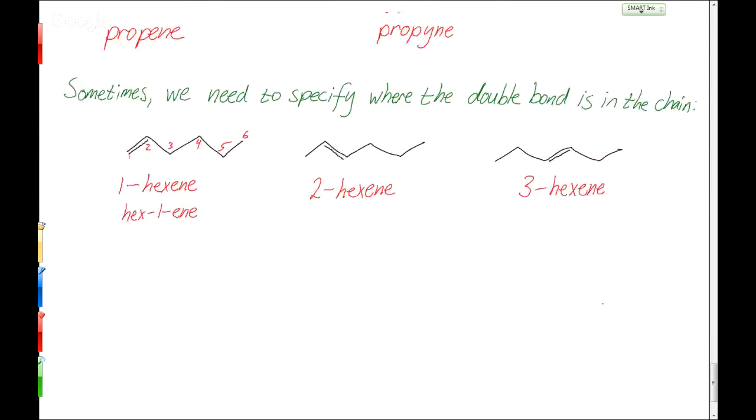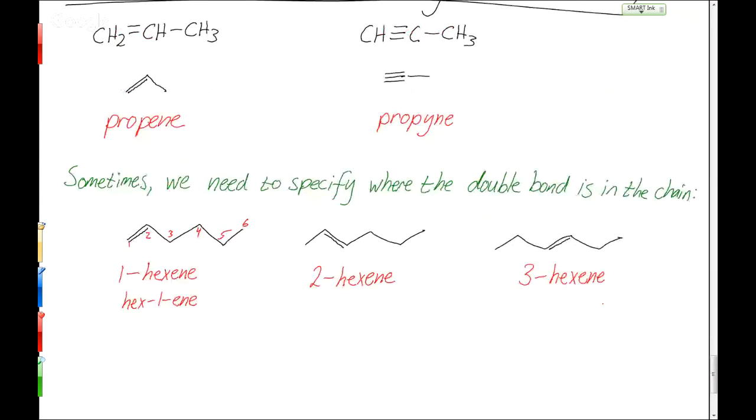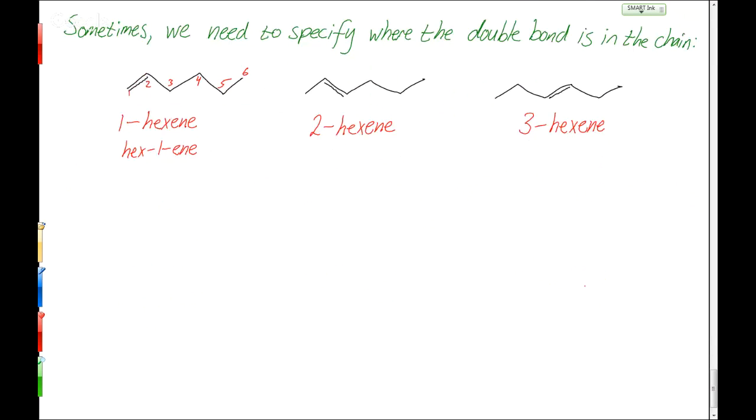With propene, we didn't do that because there's only one possibility. Even if the double bond were on the other side, we would just start counting from right to left instead of left to right, and it would still be 1-propene. So if there's no possibility of difference, then we can leave the number out entirely. But if there is a possibility of different alkenes, we put the number in. And if you're ever not sure, put the number in. It's never wrong to put the number in the name. Okay.